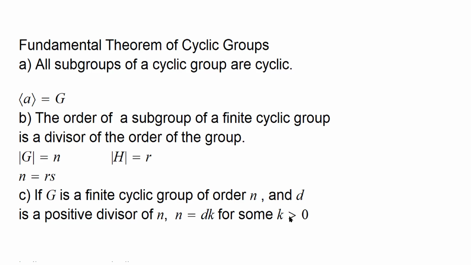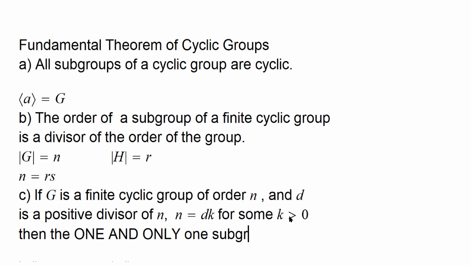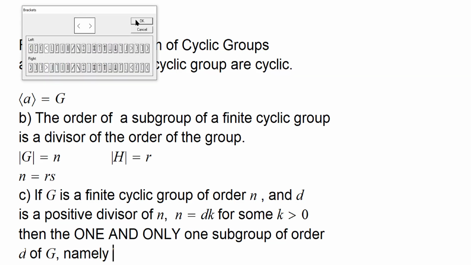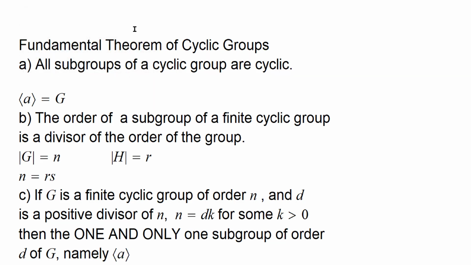So what will happen then is there is one and only one subgroup of order d, where d was a positive divisor of n, namely the cyclic group generated by a to the power k.